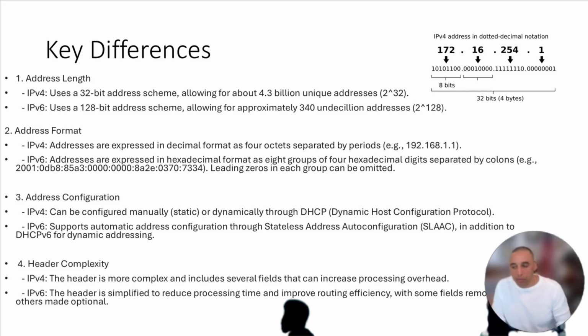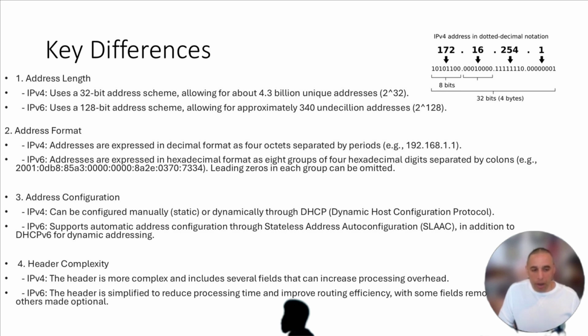The address length between the two is significantly different. IPv4 uses a 32-bit address scheme, allowing for about 4.3 billion unique addresses. IPv6 uses a 128-bit address scheme, allowing for approximately 340 undecillion addresses.